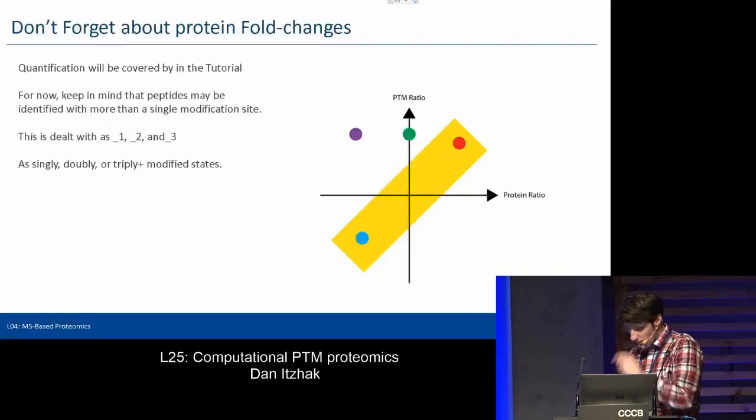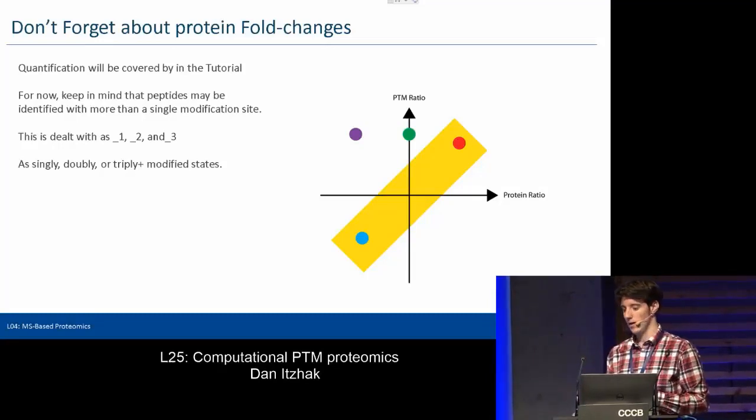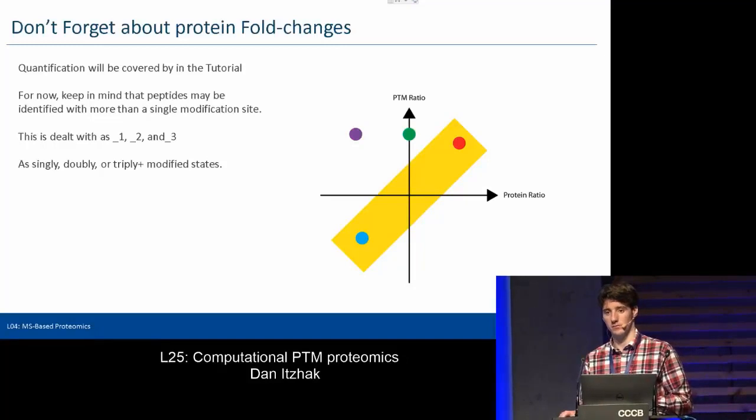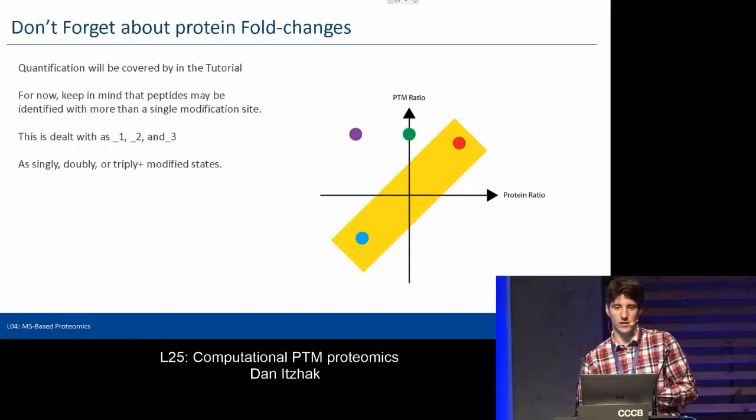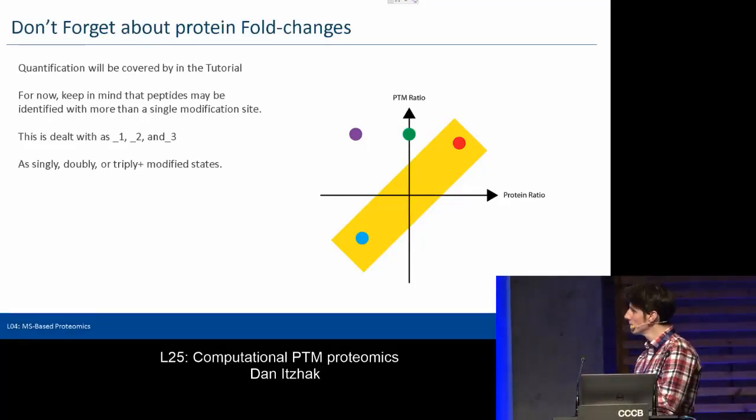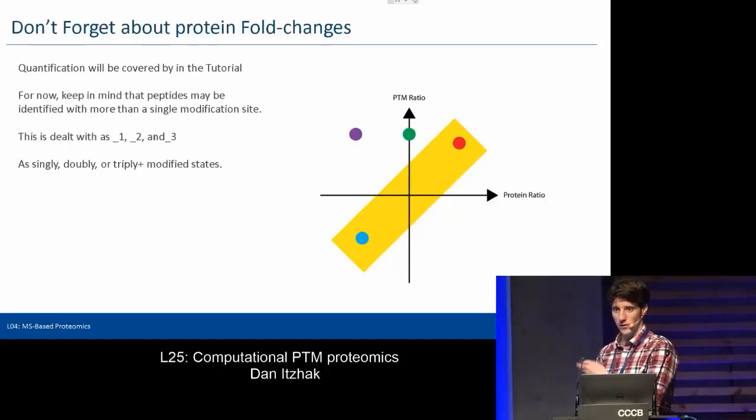One last thing, and quantification, as I said, is going to be covered in the tutorial. But for now, keep in mind that peptides may be identified with more than a single modification state. So you may have one peptide sequence, the same amino acid sequence, which is modified on one of the serines, or 2 of the serines, or 3 or more, right? And that is output as _1, _2, and _3 in the output table. That's just something to bear in mind as we go into the tutorial after lunch.